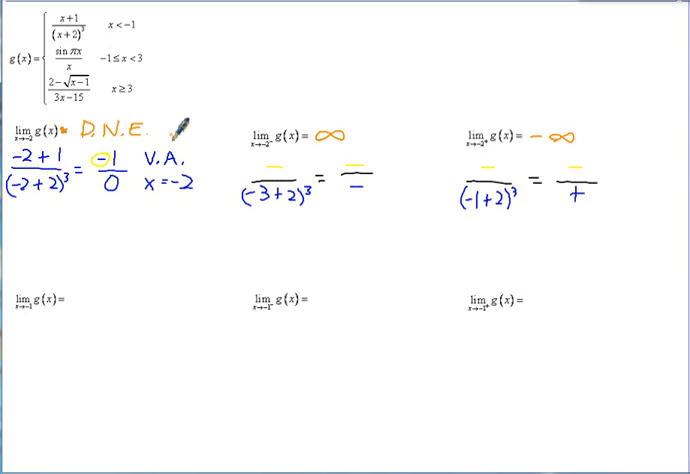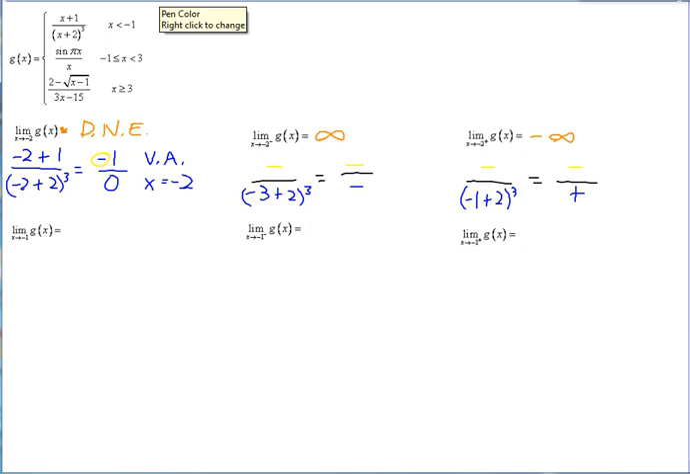All right, now let's take a look at the limit as x approaches negative 1. So negative 1 is a breakpoint. Remember, when it's a breakpoint, you cannot start with a general limit. You must start with the left and right separately. So the limit as x approaches negative 1 from the left.